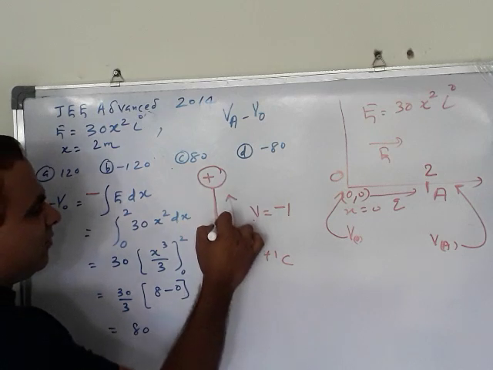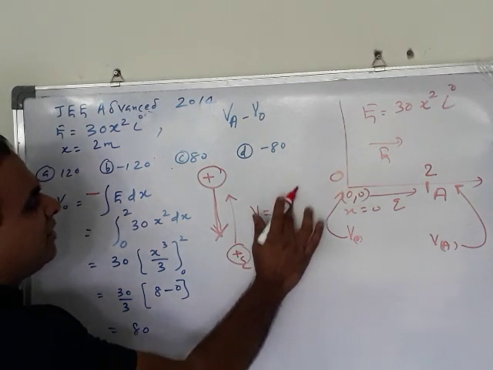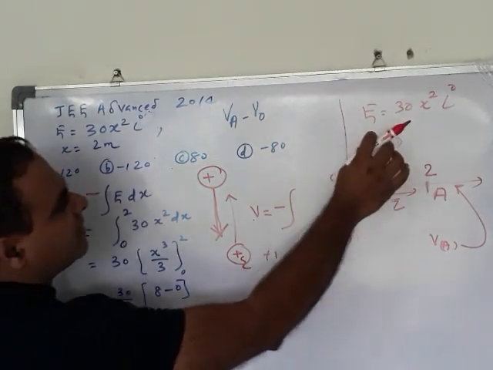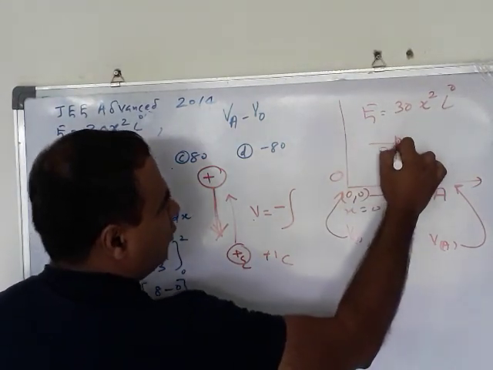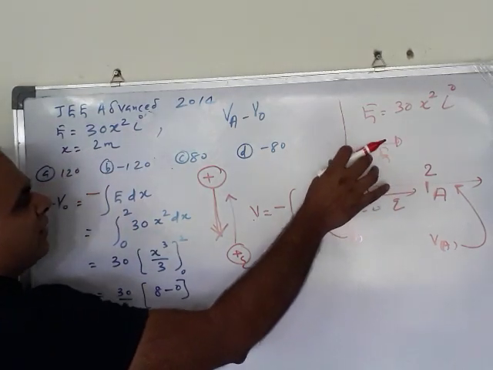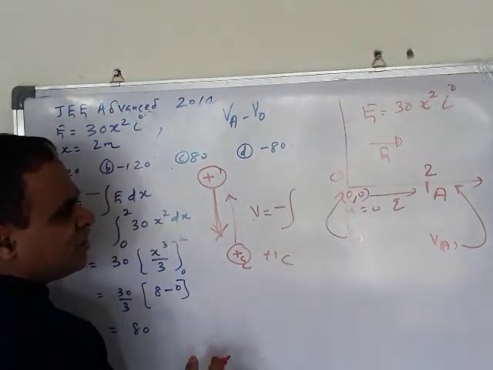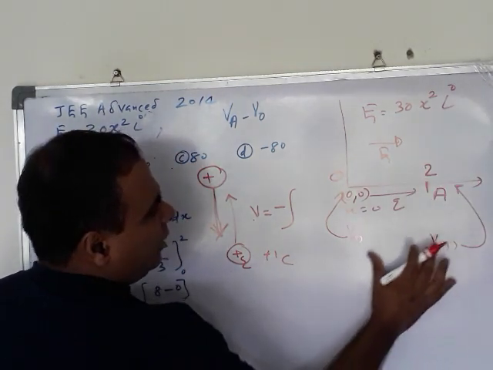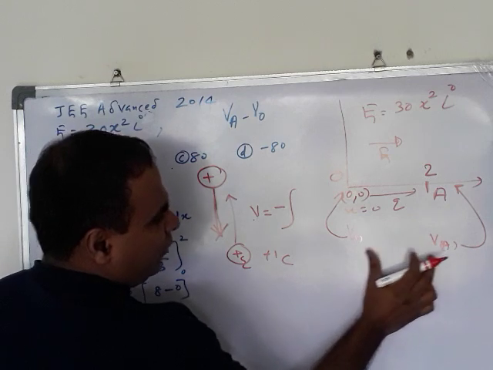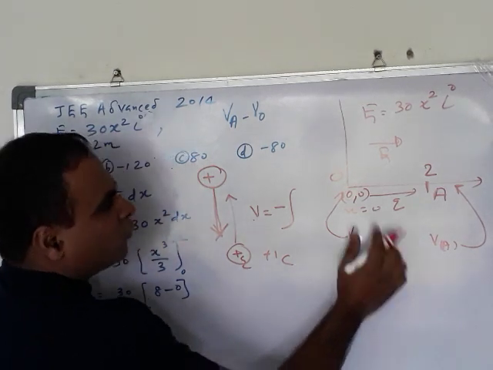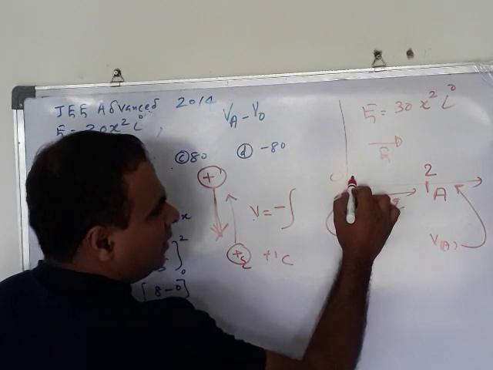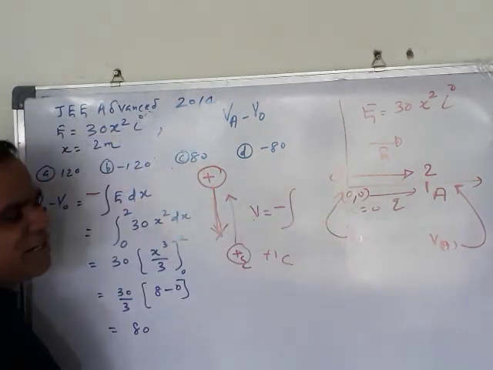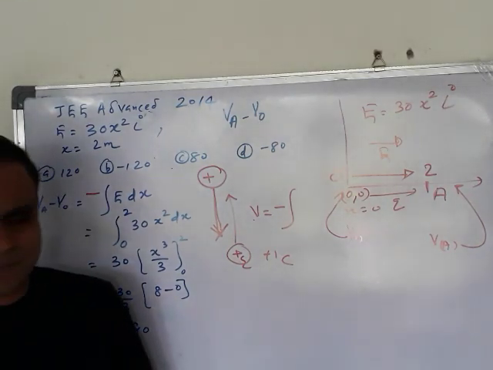This is the direction of the electric field. Then the potential is the negative line integral. But here, since it is along the positive direction, I have already explained that the intensity of the electric field is in the positive x direction. Now we need to calculate the potential difference between VA and V0. So I have to move the unit positive test charge also in this direction only, the same direction. You got it?